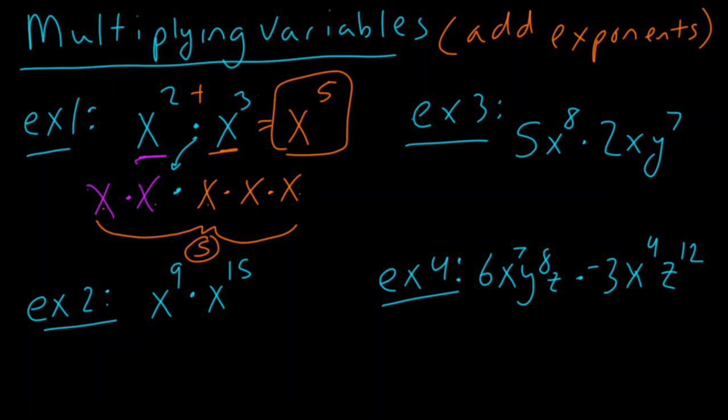So let's go ahead and take a look at example number 2. We have x to the 9 times x to the 15, and notice we would not want to write out 9 x's and 15 x's and then count them up. Let's just go ahead and add our exponents. We'll say 9 plus 15 will give us x to the 24th power. So once again, what did we do? We added our exponents.